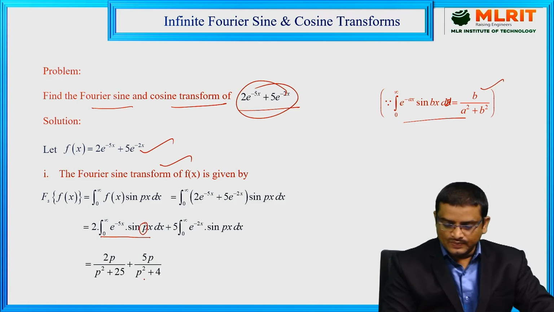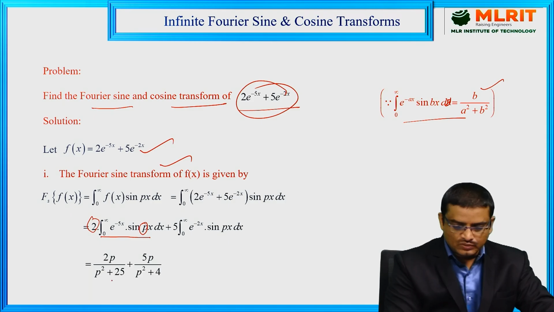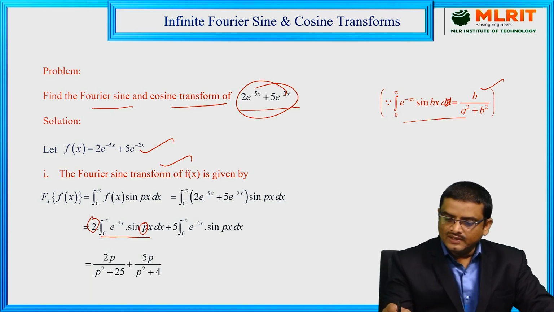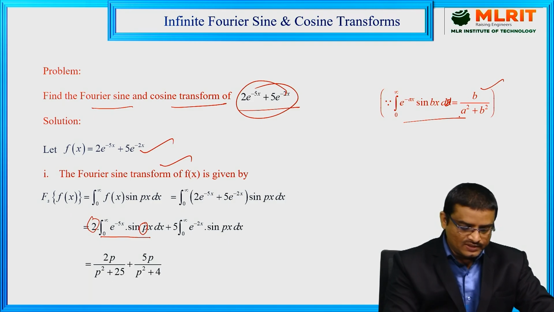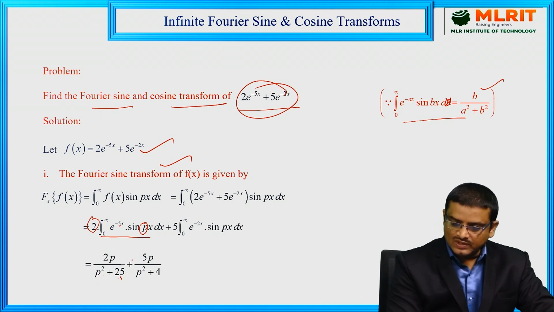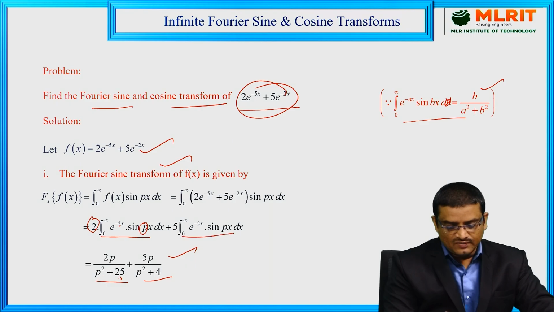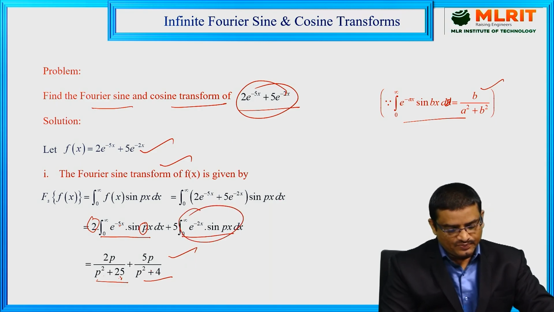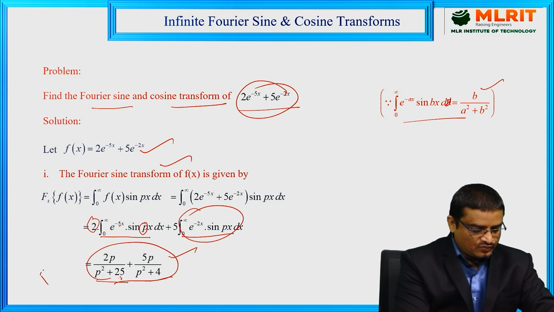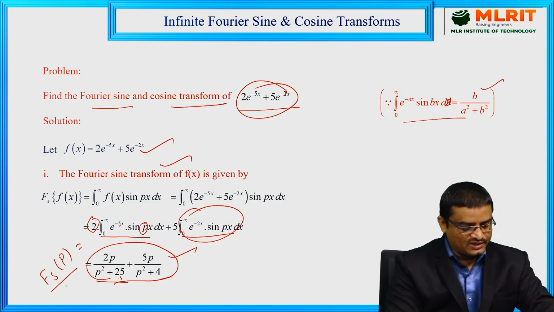So p by, already 2 is there, so keep that 2 as it is. P by a, here in place of a you replace the same. In place of a we are having 5, so a square, that is 5 square, 25, plus b square, b is p, so you will get this. And similarly follow the same formula for the second integral, so you will get 5p by p square plus 4.